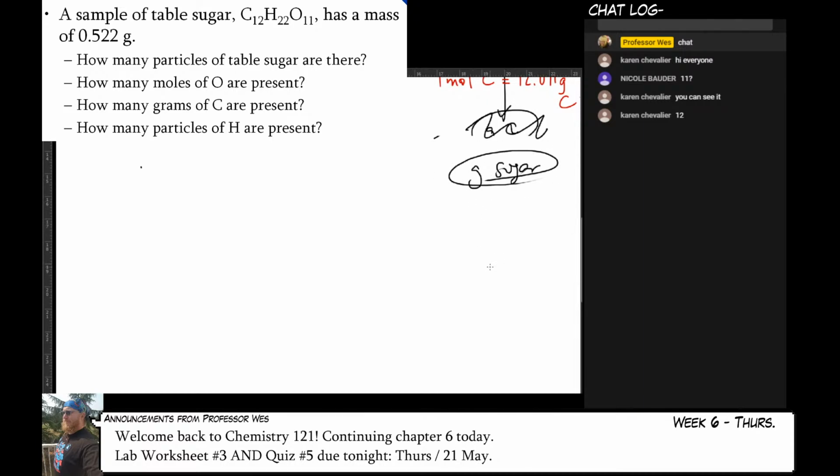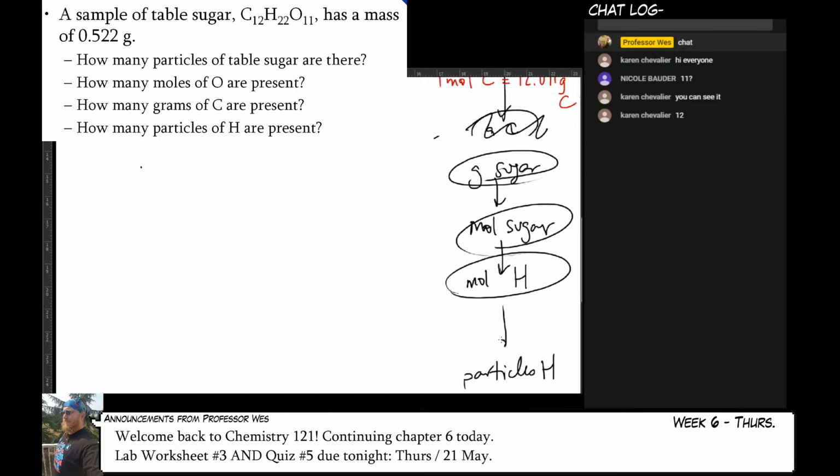Same as before, except this time I want particles of hydrogen. So how many hydrogen atoms are in this sample? So we'll turn grams into moles. And I know that I can turn moles of sugar into moles of any part of it, which I'll do H. And if I know how many moles I have, I know how many particles are in there.